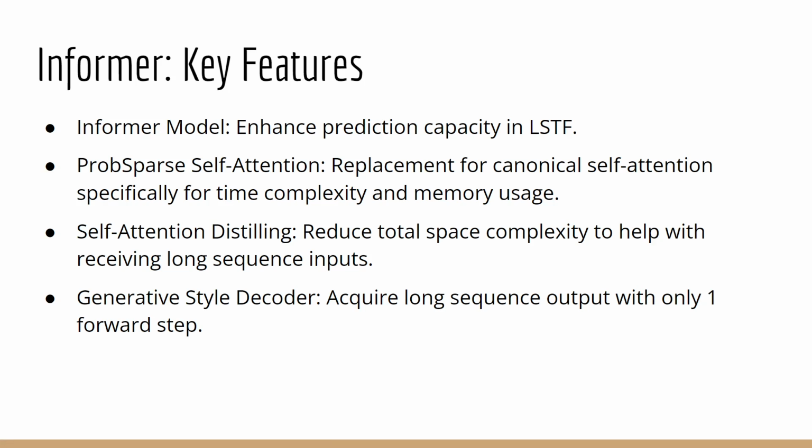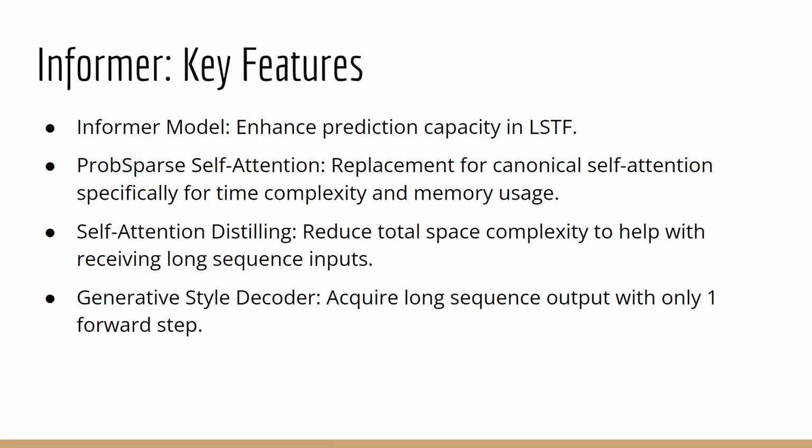Next, they propose a new type of self-attention that they call ProbSparse self-attention. It was created specifically for improving time complexity and memory usage in the self-attention layer. Then, they add a distilling after the self-attention layer. This was added to reduce the total space complexity, which helps with receiving long sequence inputs.